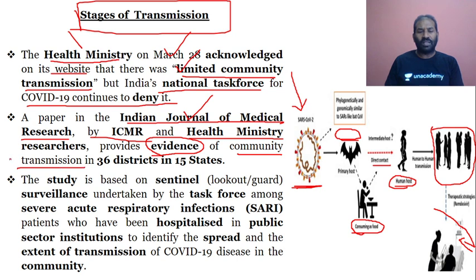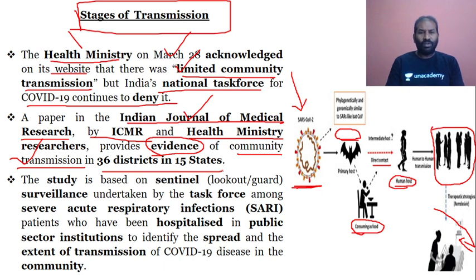Please do understand this, that there is a community transmission in 36 districts in 15 states. So as per the paper based on the Indian Journal of Medical Research by ICMR and the Health Ministry, both together they have conducted the research, and they say that there is definitely evidence, because of the survey, that the virus is now in India in the third stage, wherein community transmission is going up. That is why we have seen that the virus is spreading. The infected patients are increasing very fast.